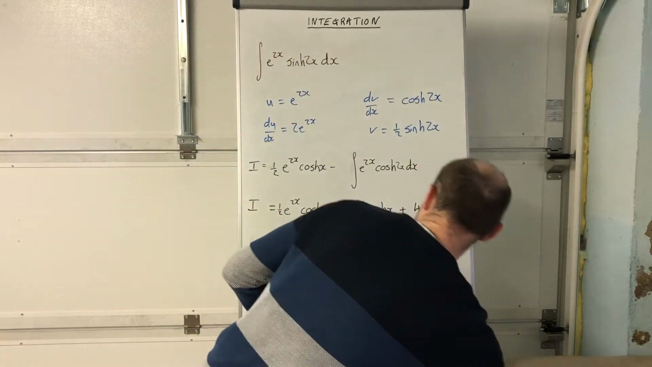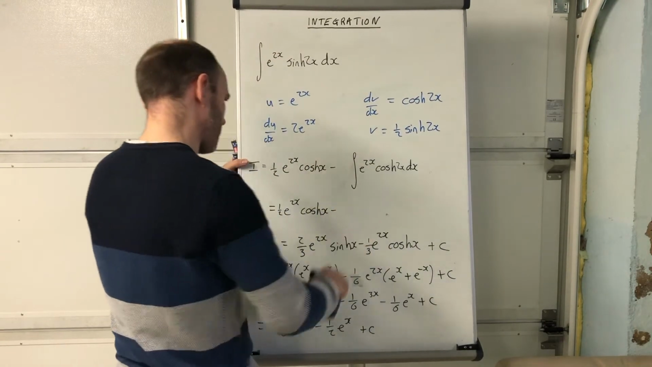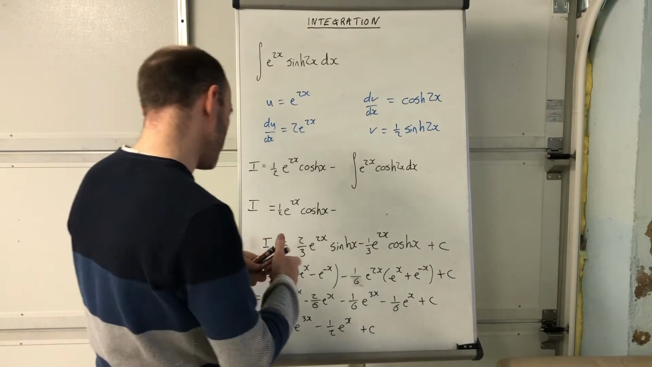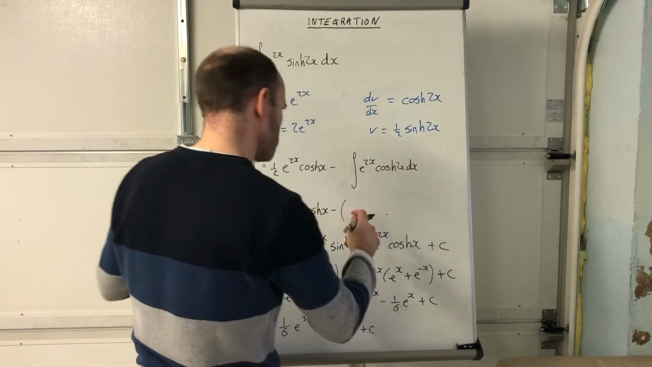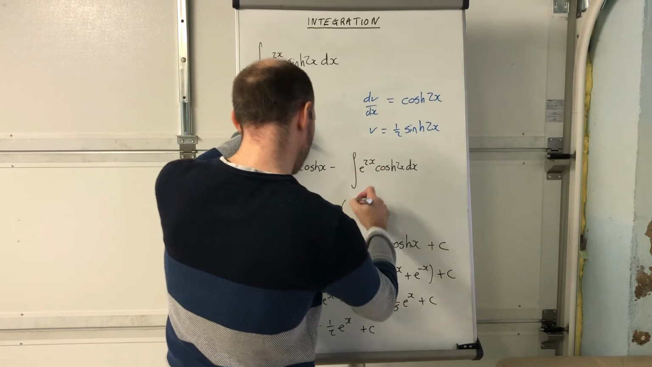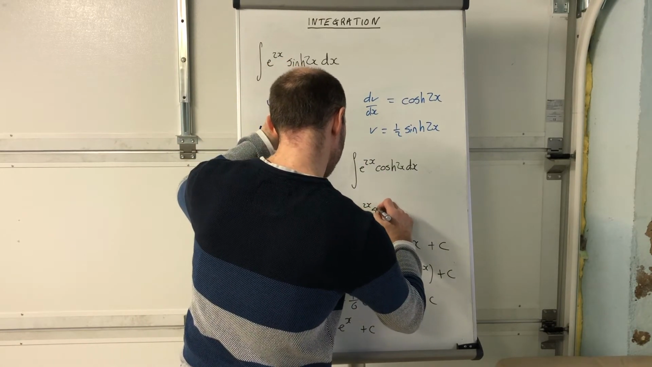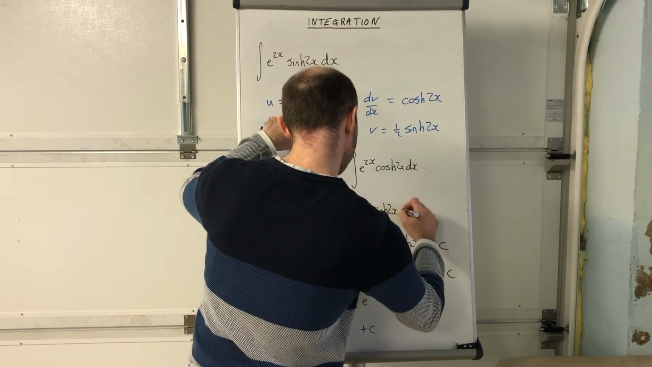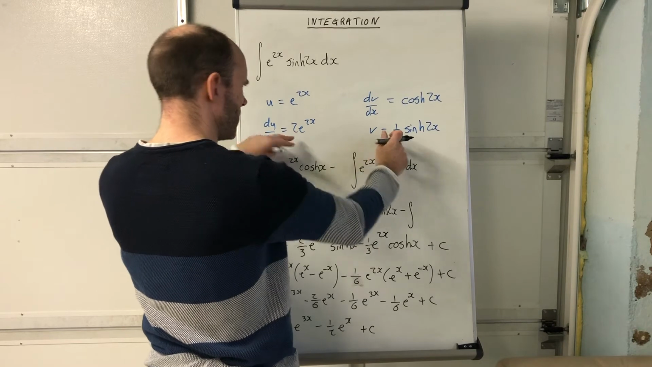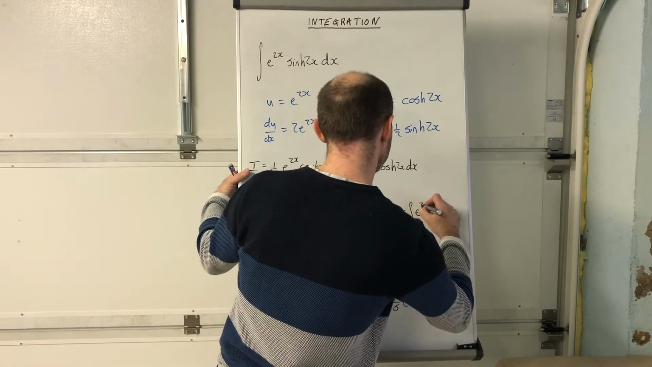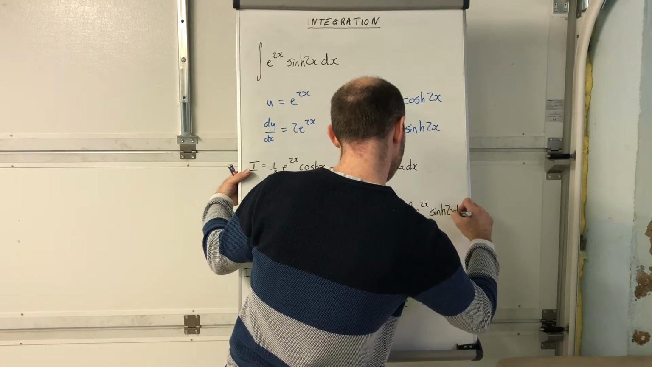So when we integrate this, we're going to have uv, it was in brackets, wasn't it? So half e to the 2x sinh 2x, and then subtract the integral of v du dx. So half times 2 is 1. So e to the 2x sinh 2x dx.